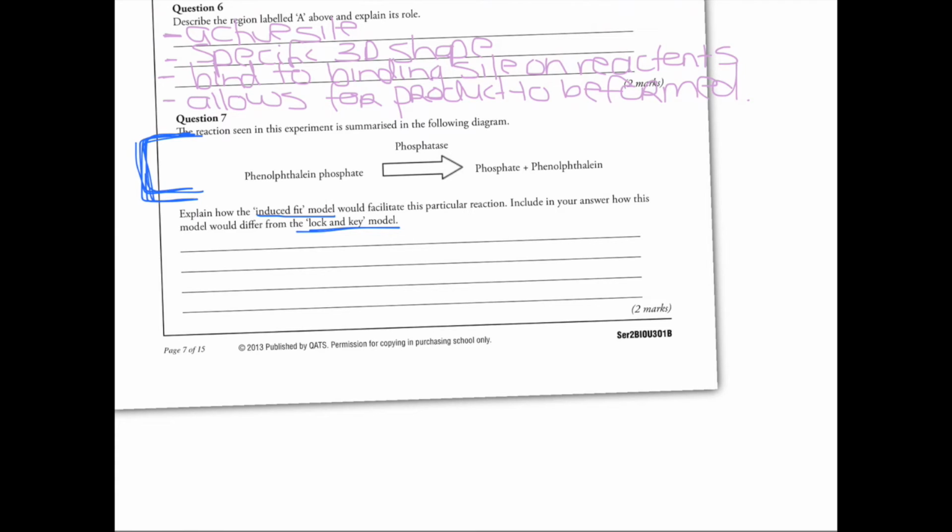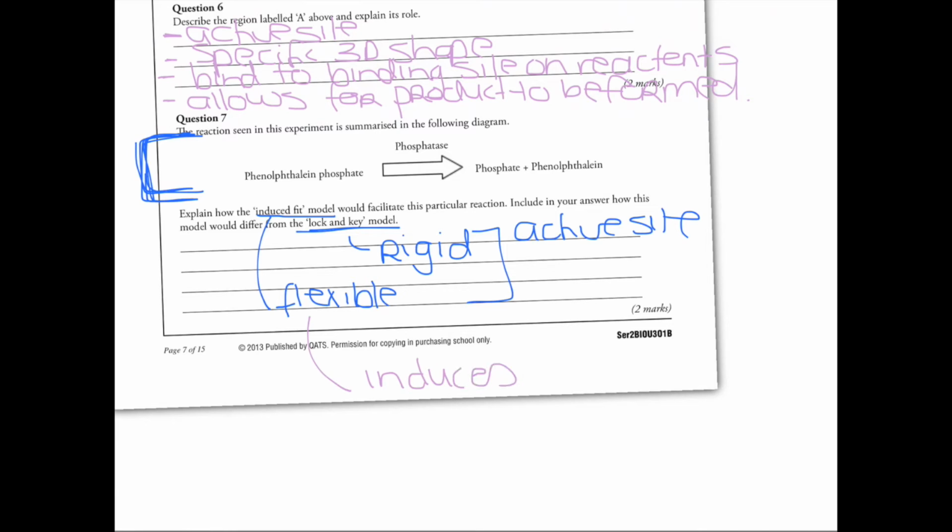So the lock and key, and I'll just write it here, is a very rigid fit. Okay, whereas here it's a bit more flexible. And the place that we're talking about is the active site. Okay, so when you were talking about the induced fit, it's flexible, and when they bind together, it induces a change in shape.